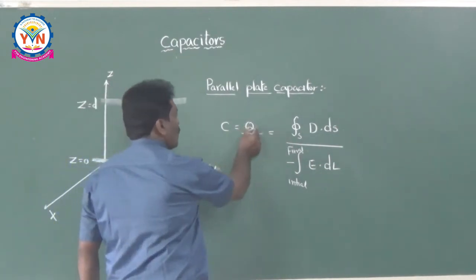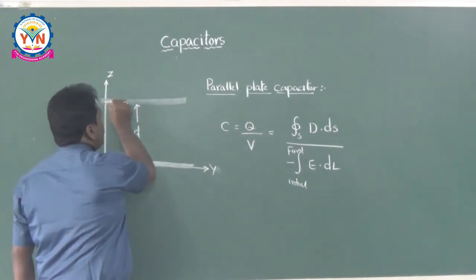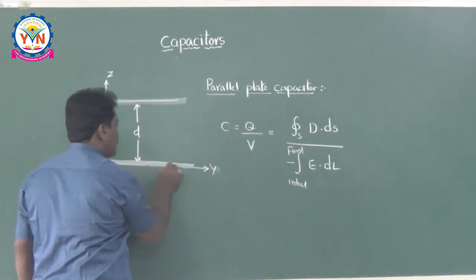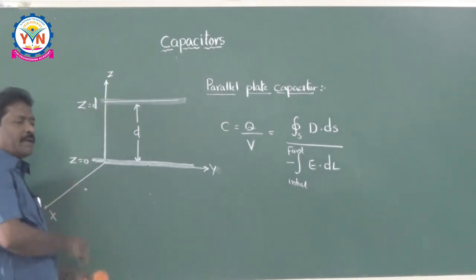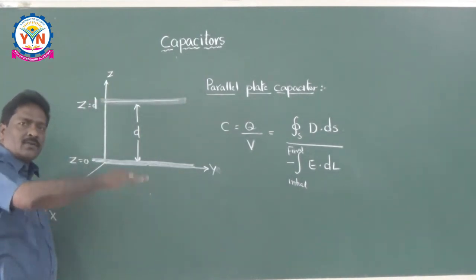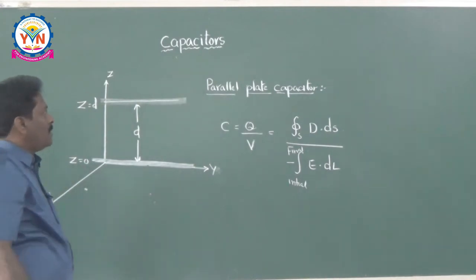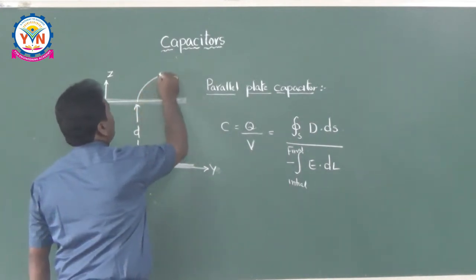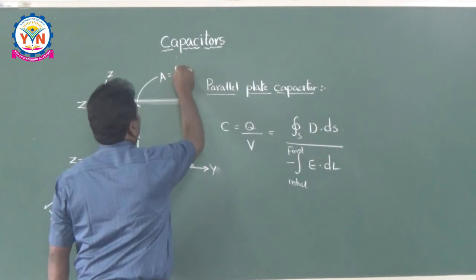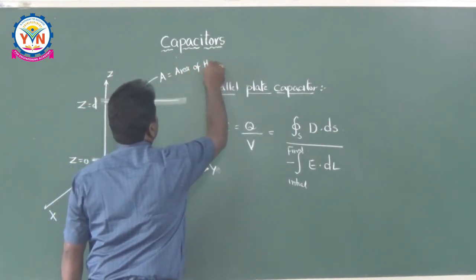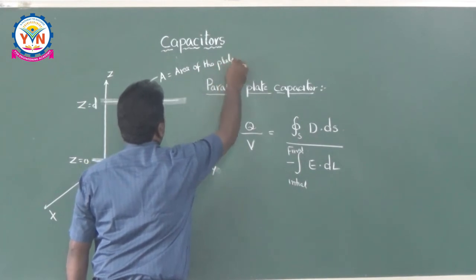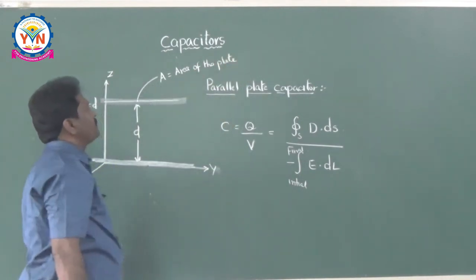Now let me fill up this. What is Q? Charge. Let us say that if you are taking the two parallel plates here, one is at z is equal to 0. That means in z direction I am putting the plates. First plate at z is equal to 0, second plate at z is equal to d, like this. Let us say that the area of the plate is A. A is equal to the area of the plates, and d is nothing but the distance between the plates.